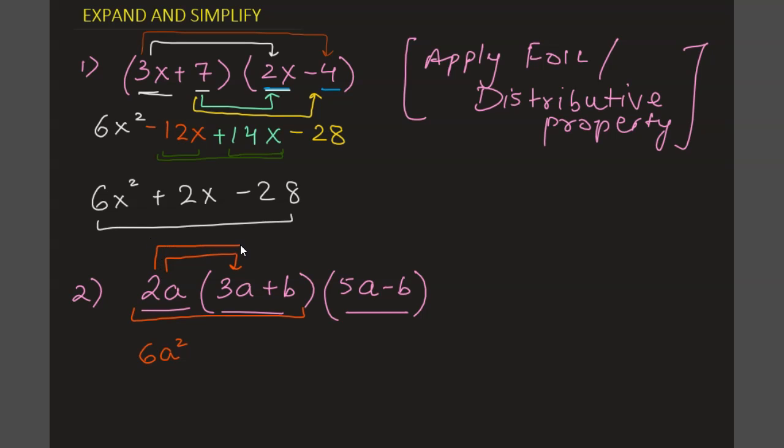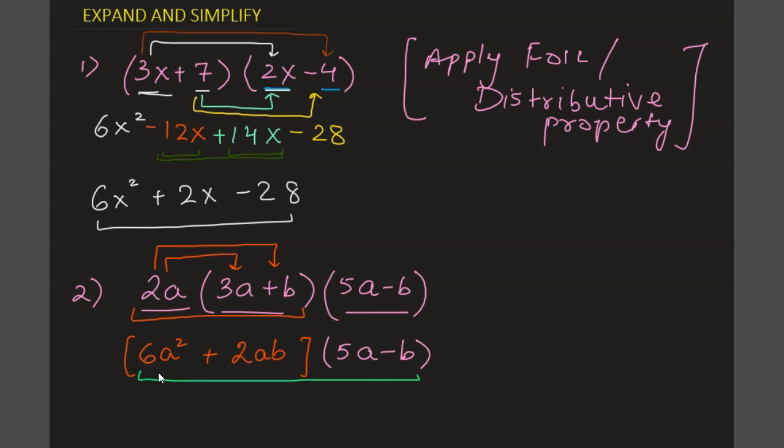Then we multiply 2a with b and we get 2 times, no number here means the number is 1. So 2 times 1 is 2. A and b, they are different variables that cannot be multiplied with each other but can stay together. So we can write it as ab. Now the result of the first two product is this. Next we have 5a minus b. That's the third term. Now we will multiply this with this.